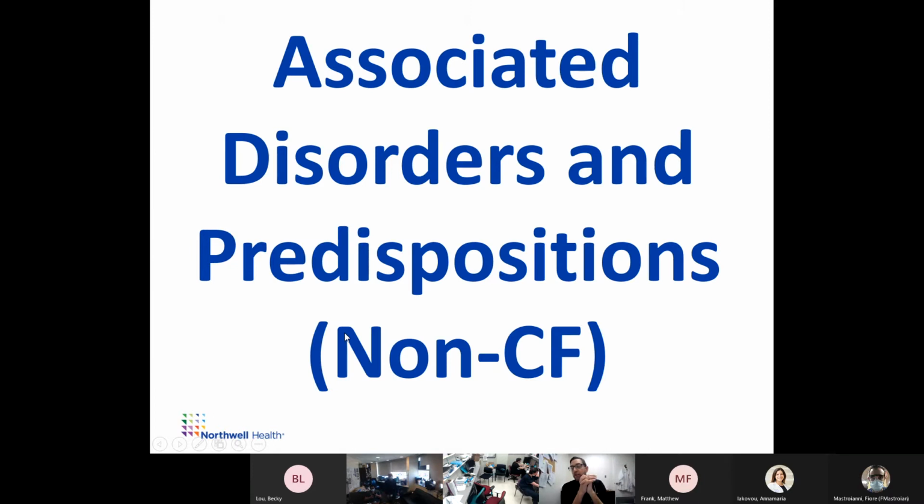All right, so this is kind of the crux of the talk, which is the associated disorders and predispositions. And again, I want to concentrate on non-cystic fibrosis. And we talked about this. You want to rule out, and you want to evaluate, is it post-infectious? Is it related to immunodeficiency, alpha-1 antitrypsin? Is it inflammatory autoimmune mediated, or aspiration, acid reflux, or gastroesophageal reflux related?